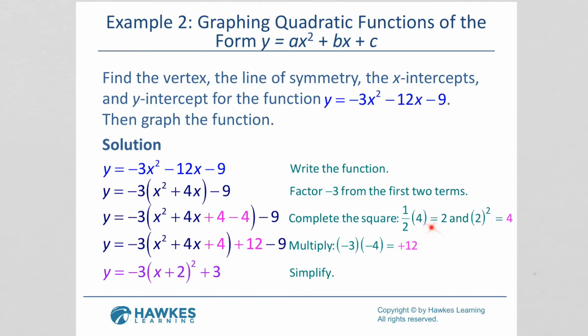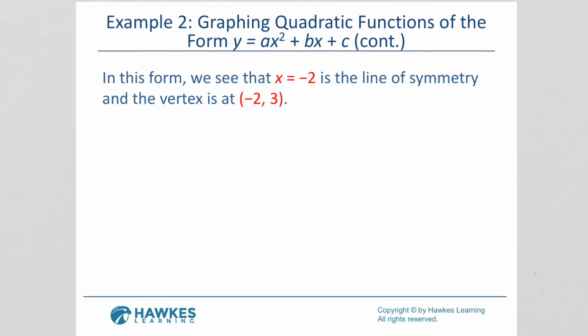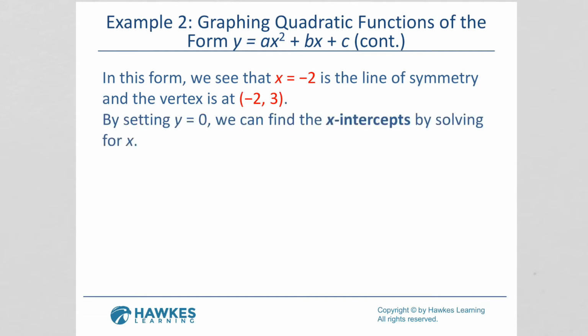Again, remember this is your factor. So this is in vertex form. Now this negative coefficient in front, this negative number, means my parabola is going to open down, just for information's sake. And then my vertex is going to be negative 2, 3. So you'll see that here. We see that x is negative 2, which is our line of symmetry, and the vertex is negative 2, 3.